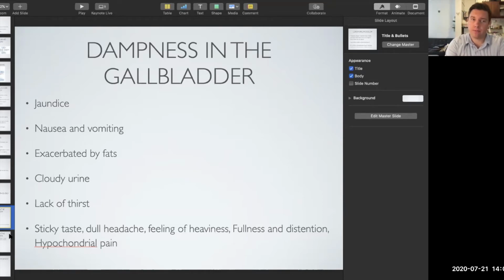Lack of thirst, that's just the obstruction in the middle again. So the lack of thirst and dampness in the gallbladder is going to be the same as the lack of thirst and dampness in the stomach. It's just there's stuff in the way, so you're not thirsty. Sticky taste, dampness. Dull headache, dampness. Heaviness, fullness, distension, that's all dampness, and the hypochondriacal pain tells you where it is.